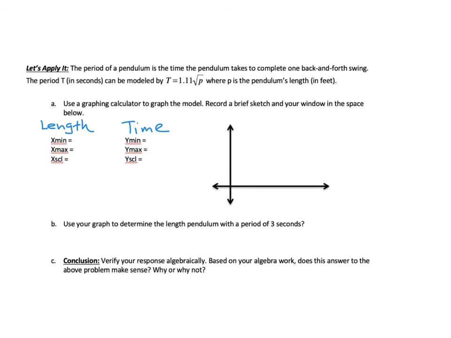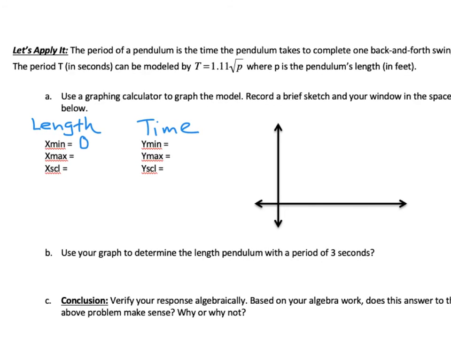So when I think about time in seconds and length of a pendulum, I'm just trying to restrict my x values in my head to kind of make sense. And I'm only really going to need positive values for length and for time. So my x min, I'd probably just start it at 0. And then, I don't know, what's the biggest a pendulum can be? Maybe 10 feet. And then I'd just scale that by 1s.